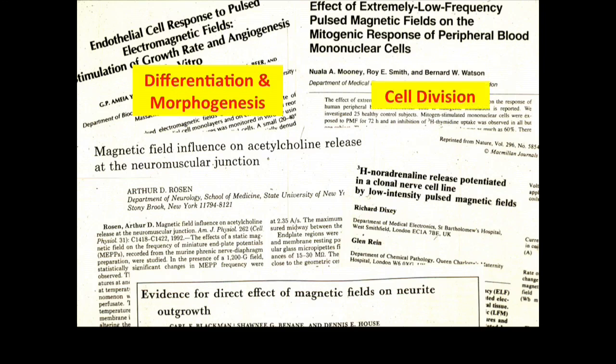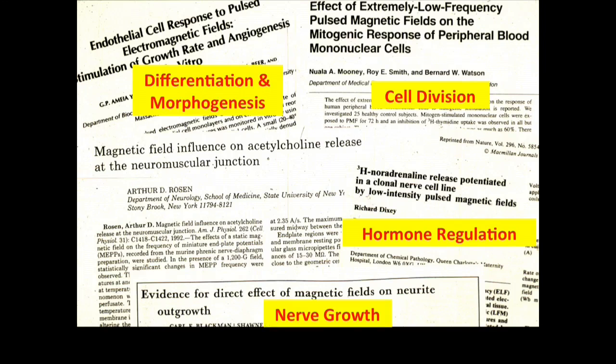Well, that's cell division, mitosis. Yes, I can control cell division with electromagnetic vibrations. I can also show you this. Hormone release from endocrine glands can be activated by electromagnetic vibrations. The growth of nerve cells can be influenced by electromagnetic vibrations. Even the release of neurotransmitter between a nerve and a muscle cell can be activated by electromagnetic vibrations.